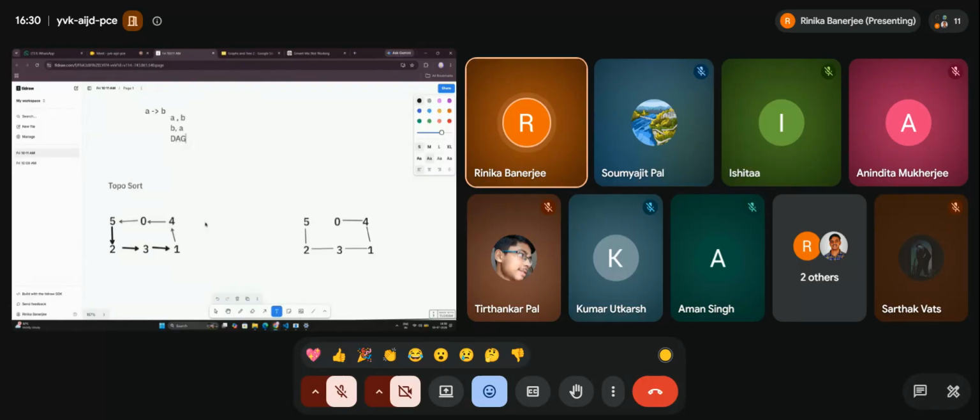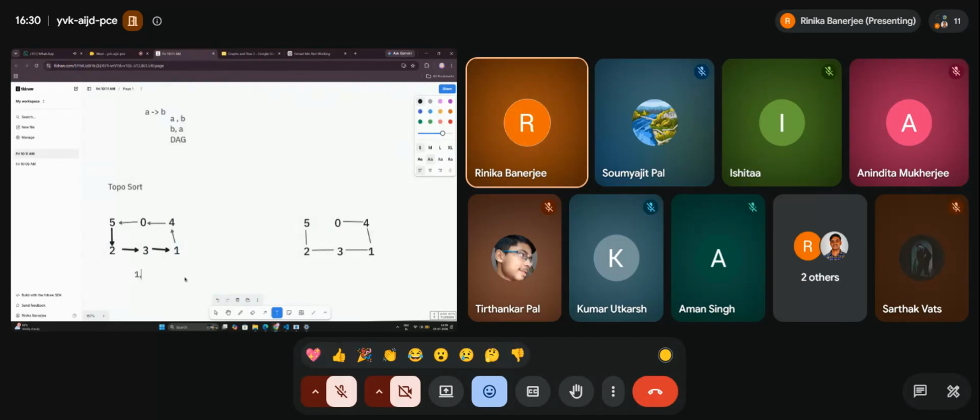So here we have a graph which is cyclic. You can see that from here the edge is going to 4 and in this way it creates a cycle. Now, if I write a toposort for this graph, suppose I'm starting from 1, so I'll write 1, after that 4, after that 0, after that 5, then 2, then I have 3, and then I have 1.